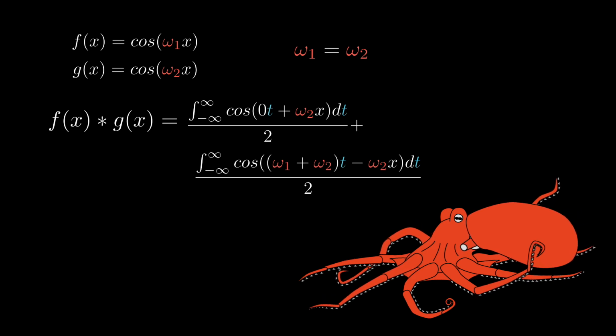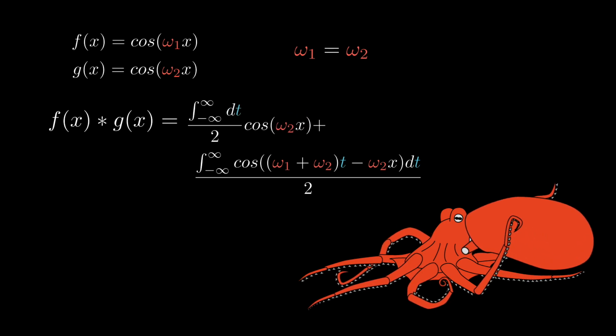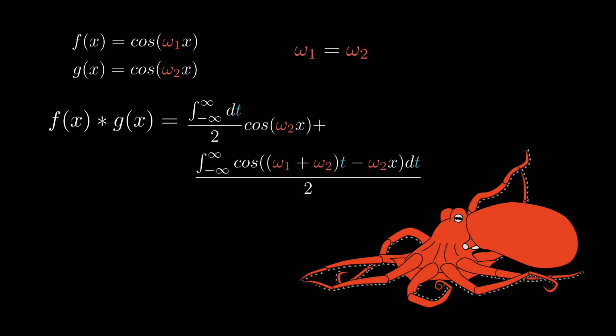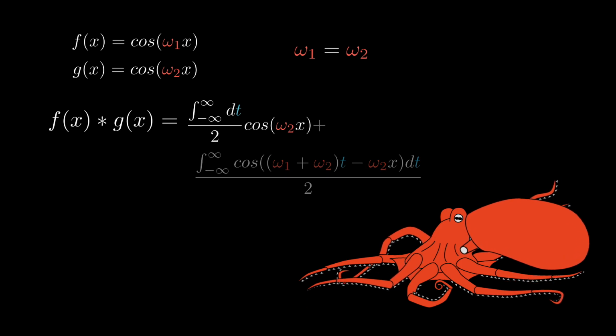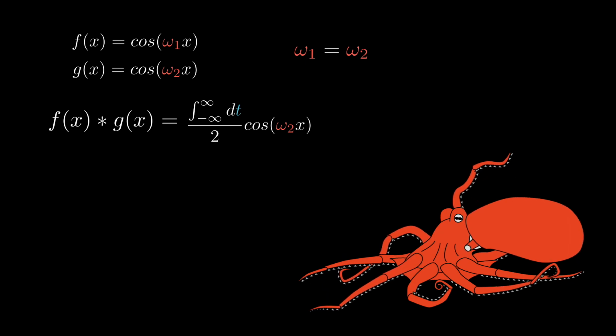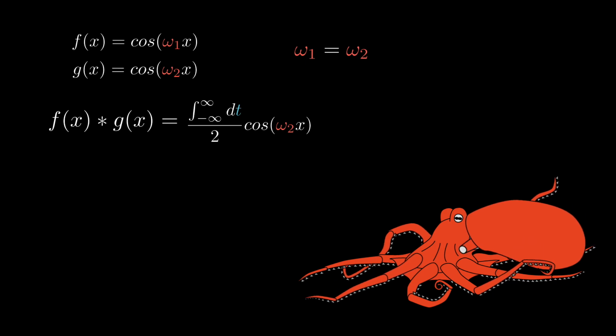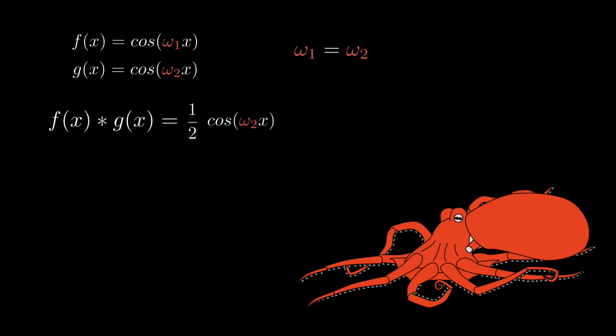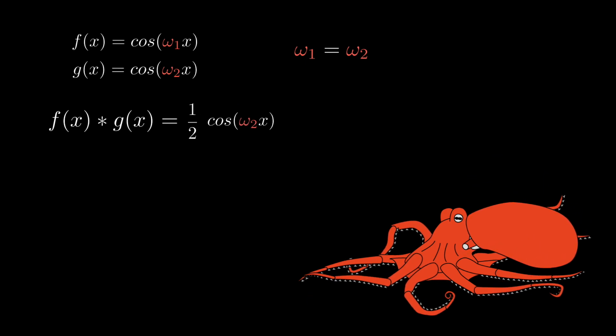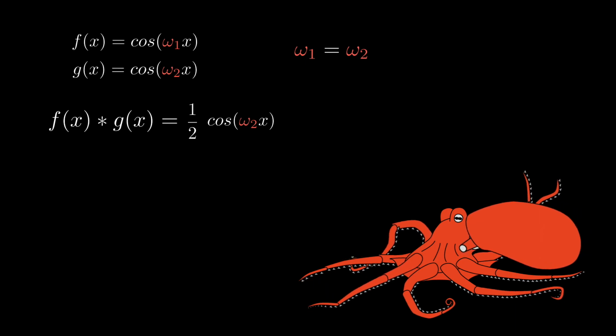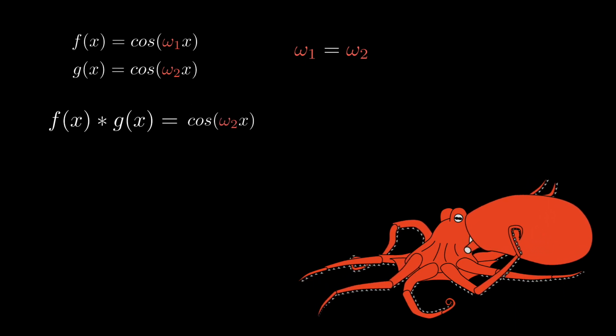That means that now the cosine isn't a function of t. It's just a constant, cosine of omega 1 x, which is non-zero. The other integral is unchanged, but the result is that the convolution of the cosines is non-zero. Now, it turns out that this factor of a half is actually incorrect, so I'm just going to get rid of it, but I won't go into the details of why.